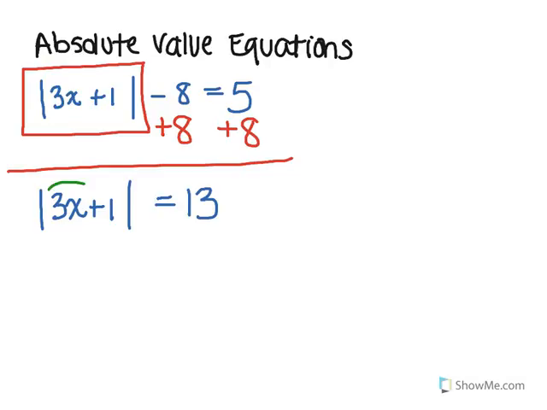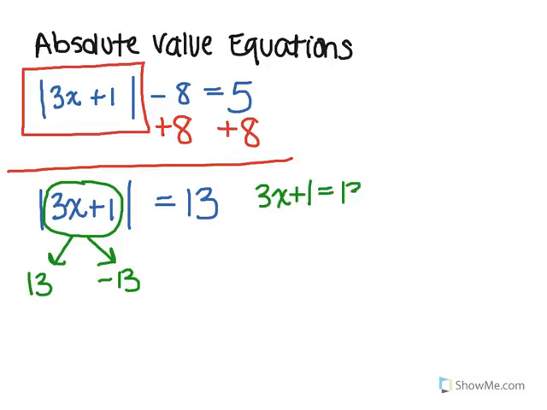What happens here is that what's inside the absolute value, that whole thing could equal 13 and it would be true, or that whole thing could equal negative 13, and based on the property of absolute value, it would also be true. So to solve it, we can set up two separate equations and then solve it like a standard equation. One equation is 3x plus 1 equals 13, and the other one is 3x plus 1 is equal to negative 13.